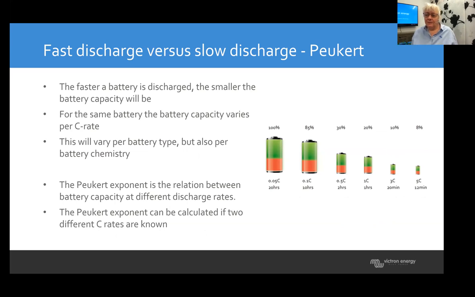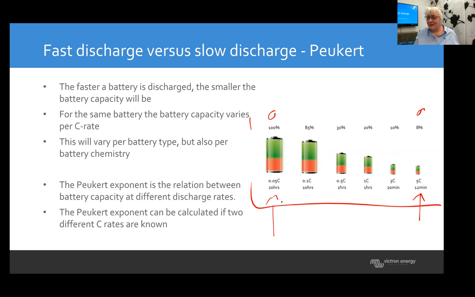So here I try to display it in another way. Here you've got your 100% battery and you've got your 8% battery, but this was at 5 minutes or 12 minutes, and that was in your 20 hours. So the faster you discharge, the smaller your battery becomes, basically. That's the idea.